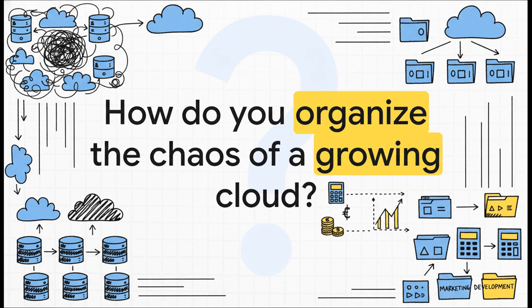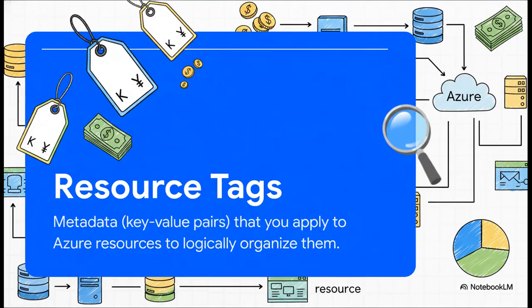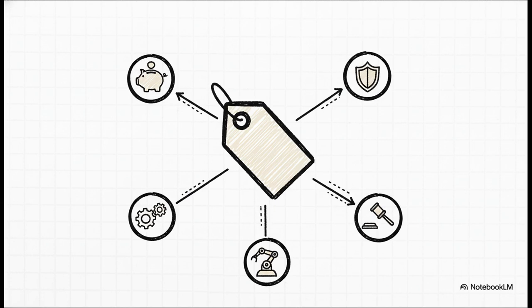How in the world do you figure out what the marketing team is spending versus what the dev team is spending? The answer is so simple it's brilliant. Resource tags. Tags are just little labels or metadata that you stick on your resources. They're key value pairs. Think of it like this. Imagine every item in your grocery cart had a little label on it, like Project Birthday Party or Department Kids Lunches. Tags let you do the exact same thing with your Azure bill, so you can see precisely who is spending what and why.